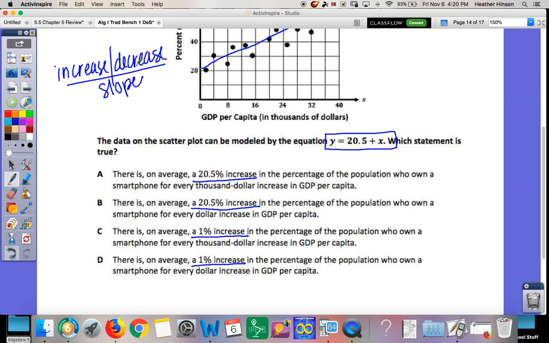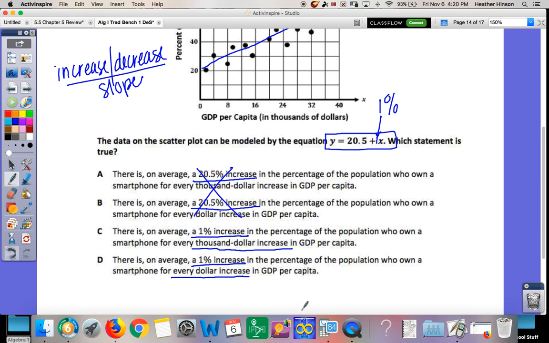What is your slope here? Well, that's going to be in front of x. There is an invisible 1 in front of x. So it is a 1. In this case, percentage. So A and B are out. So it's a 1% increase in the percentage of the population who own a smartphone for every $1,000 increase per capita or every dollar increase per capita.